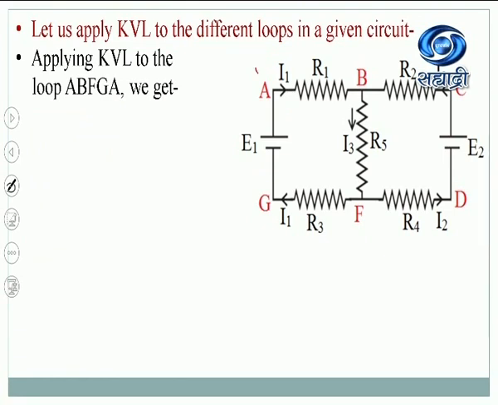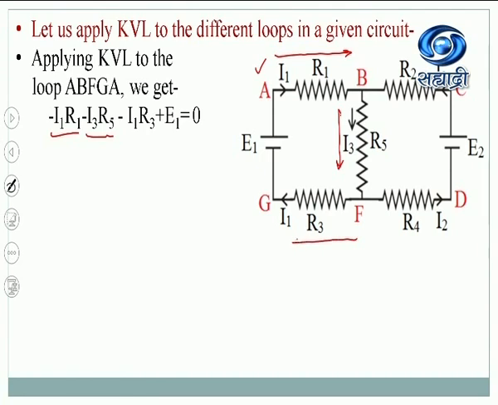So let us start from this A. As we move from A to B, that means we are moving in the direction of current. So the product I1 R1 must be negative. So see here, I1 R1, it is negative. Again, when we are going from B to F in the direction of current, I3 R5 must be negative. So this is minus I3 R5.